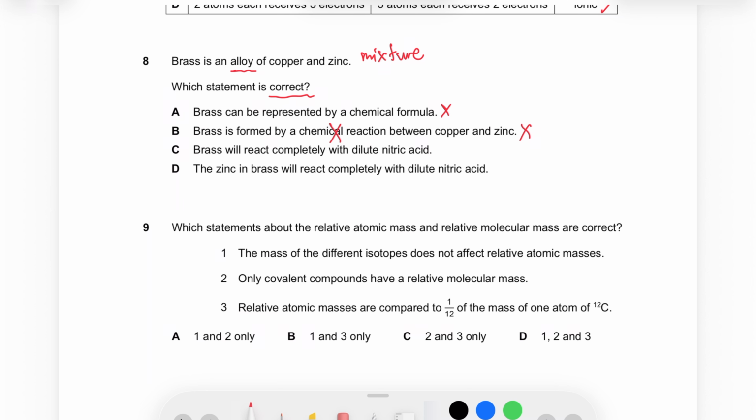Brass will react completely with dilute nitric acid. This is not completely. Okay. Zinc will react with acid, correct. Okay, but copper will not. So overall it's still a wrong statement. So this is under reactivity series for option C. Option D, the zinc in brass will react completely with dilute nitric acid. Yes, this is good. Okay, so answer will be D.